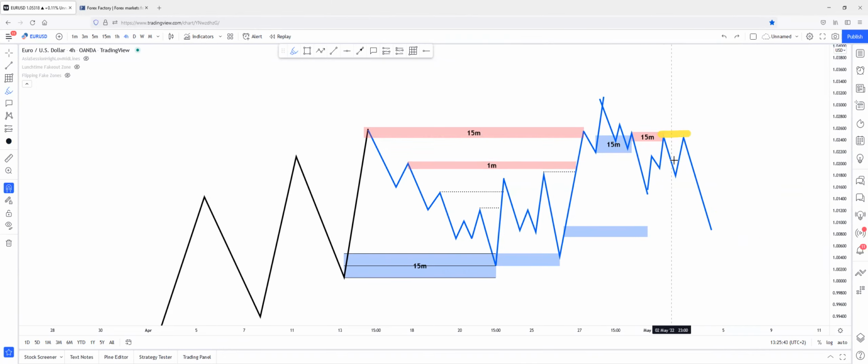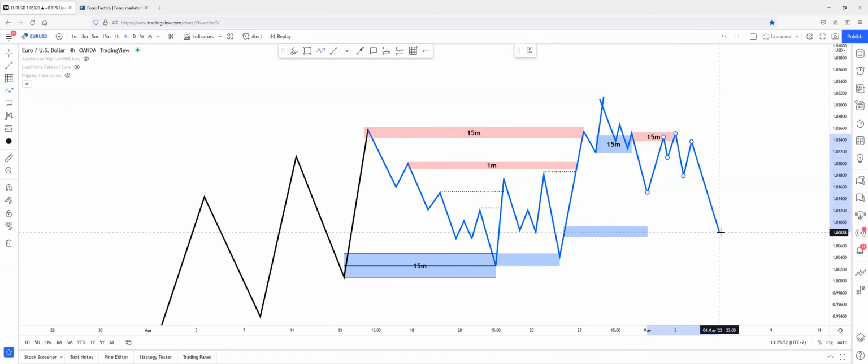Okay, first scenario is this. So the first scenario of this demand breaking supply trade is to wait for a 15-minute supply tap, wait for a confirmation on this zone, and enter in a short trade.